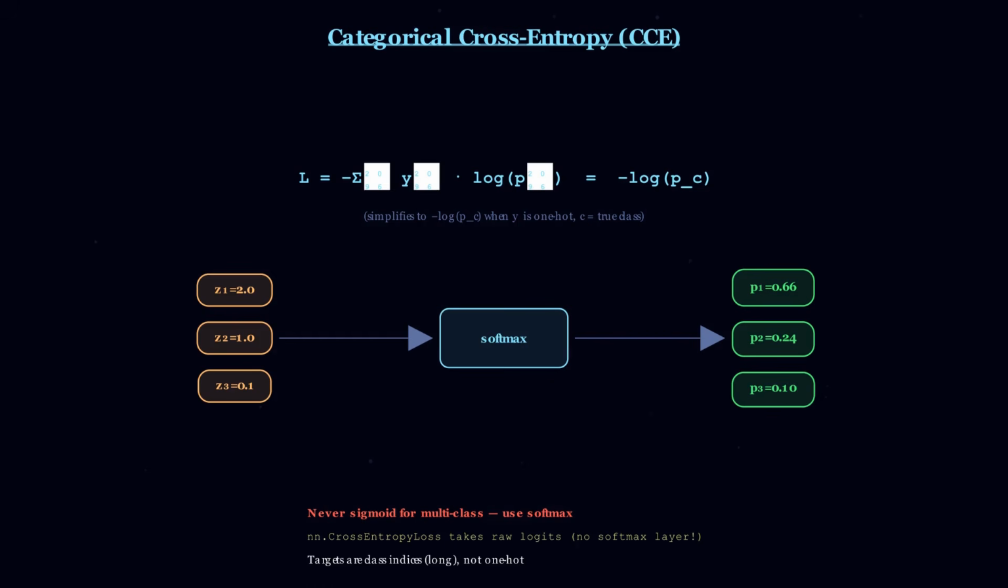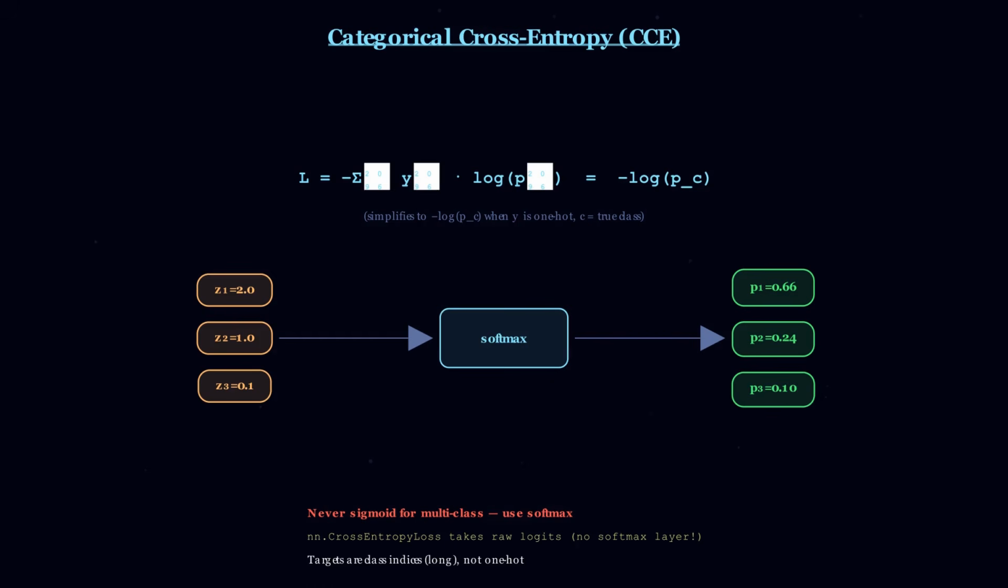Why softmax with CCE? Softmax makes all class probabilities compete. Increasing one probability forces all others down. This is the right inductive bias for mutually exclusive classes. Never use sigmoid for multi-class. It doesn't enforce the sum to 1 constraint.